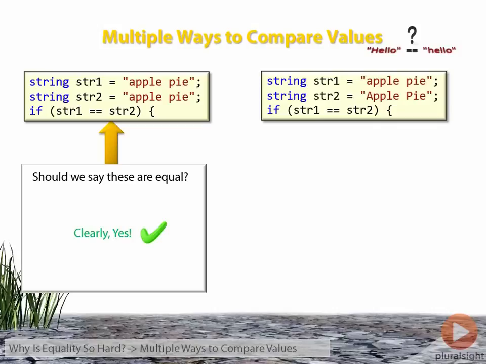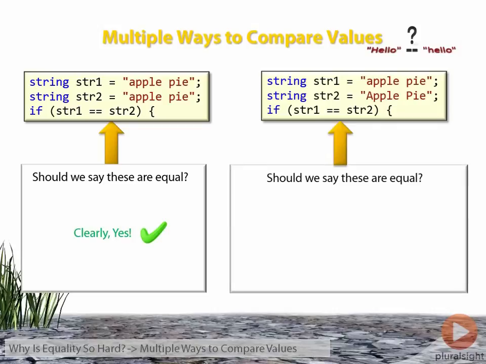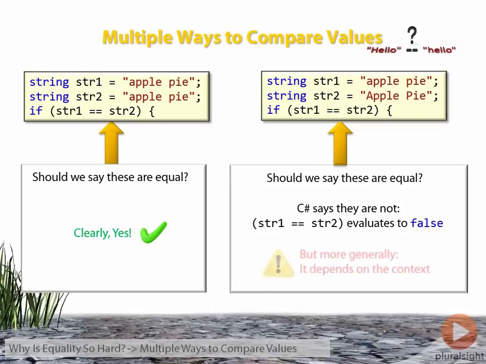But what if I make one of them title case? Now should those strings be considered equal? In fact, in C#, the equality operator will say they are not equal. But if we are asking not about the C# equality operator, but about whether in principle we should consider those strings as equal, then we can't really answer. It completely depends on the context whether or not you should ignore the case.